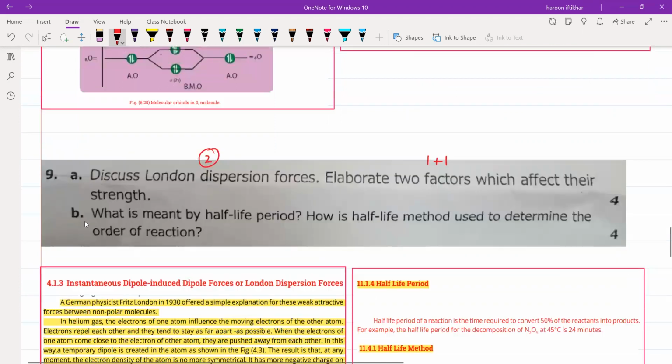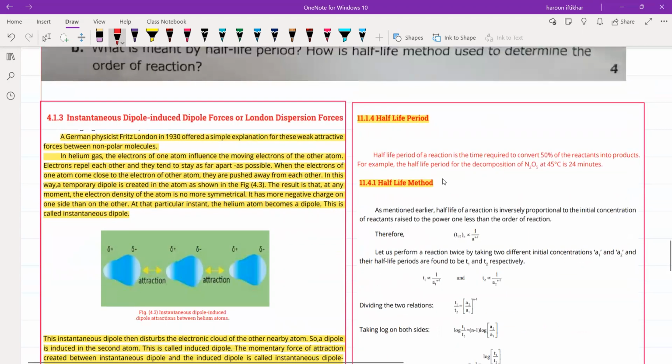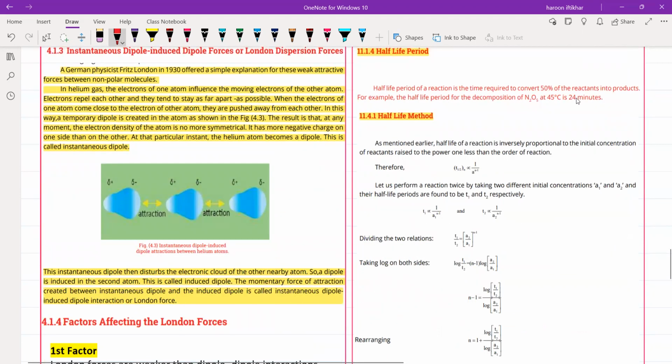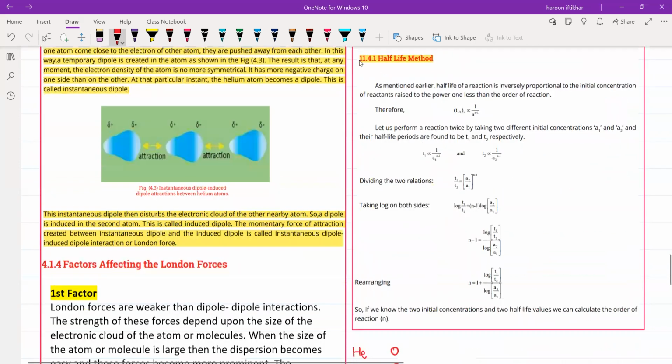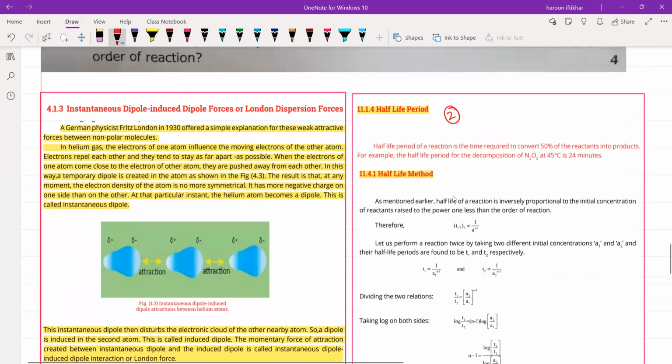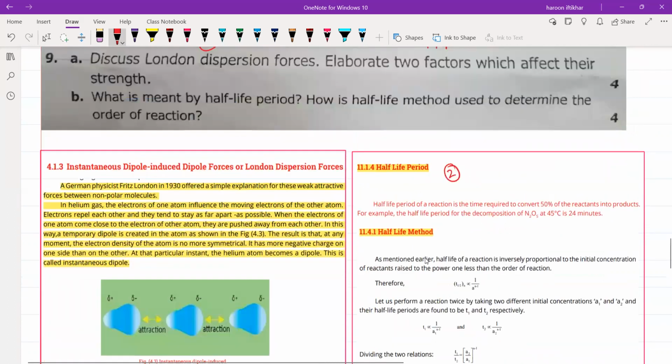Okay, and the 9 part B is what is meant by half-life period, how half-life method is used to determine the order of the reaction. So you will write the definition of half-life. Okay, it will contain 2 marks with example, and how half-life method is used to determine order of reaction. It is actually 11.4.1 topic in which you know that this is the final equation to find the order of reaction. Everything is in front of you, so you can practice them.